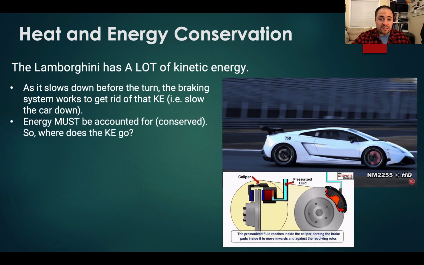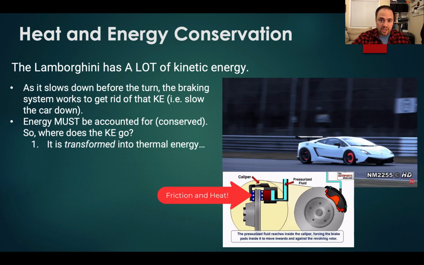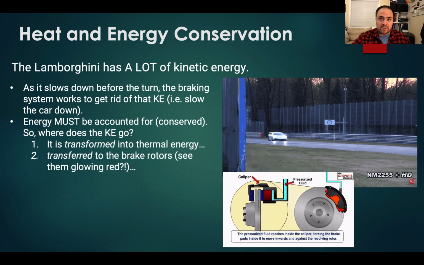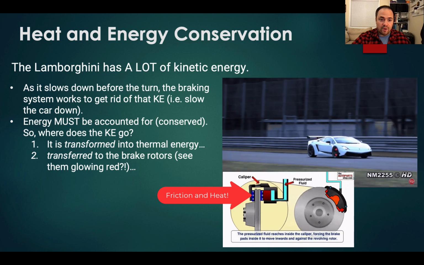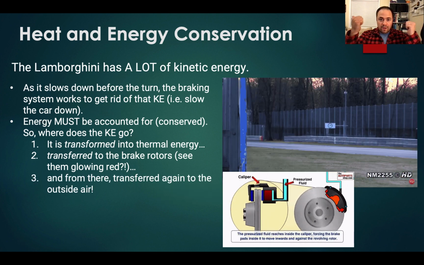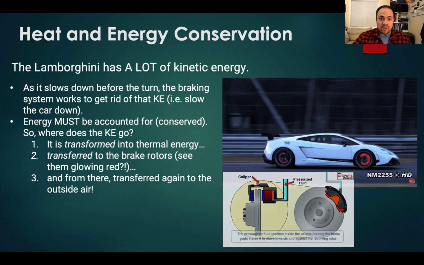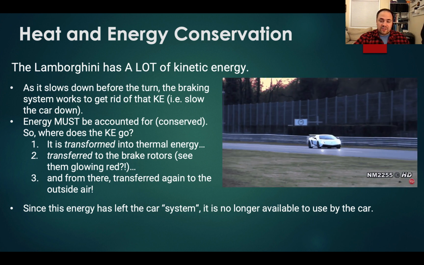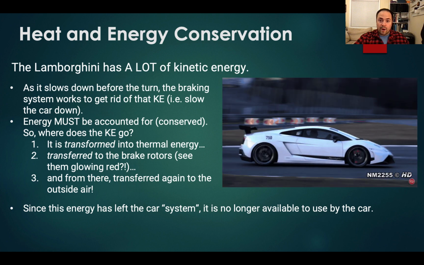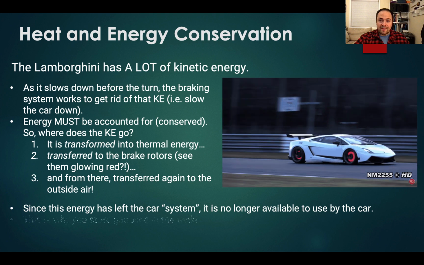Well, the energy isn't lost. That kinetic energy is being transformed into thermal energy due to the friction of the braking system. It's transferred to the brake rotors, which we see glowing red in the GIF on the screen, and then that thermal energy from the brake rotors is transferred out of the car system into the surrounding air around the car. So it's leaving the car system. As the car exits the turn, it's going to need to speed up again, but it no longer has that kinetic energy that it used to. So where are we going to get more? Well, we have another useful form of energy stored in the gas tank.